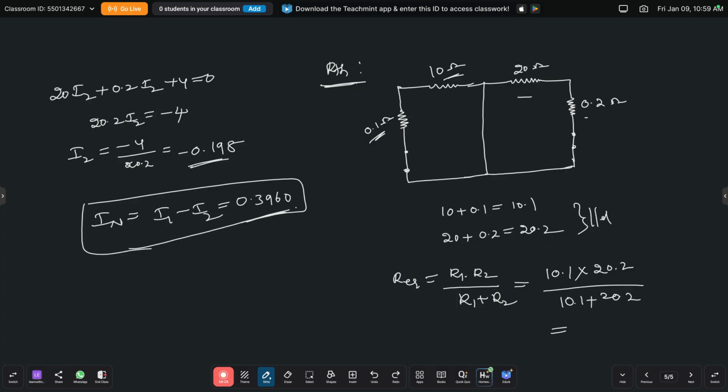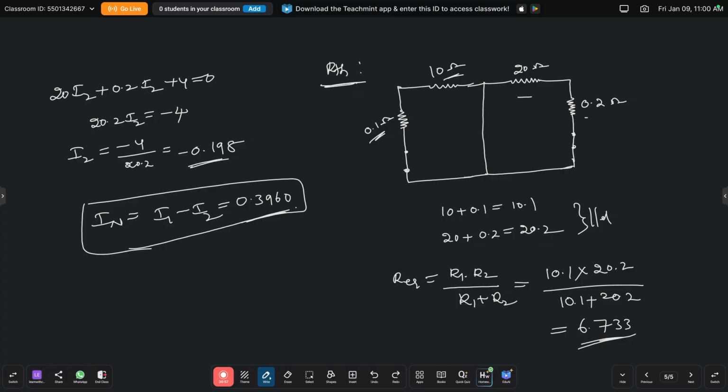So what is the value of this? By calculator, the numerator is 10.1 into 20.2, by 10.1 plus 20.2. So its value is R equivalent, that is equal to 6.733. So that is the R equivalent.